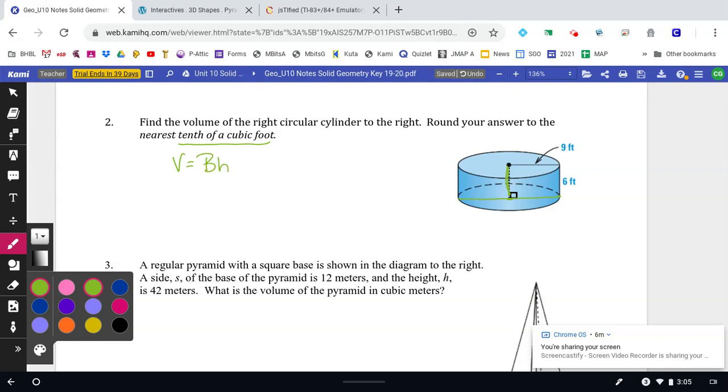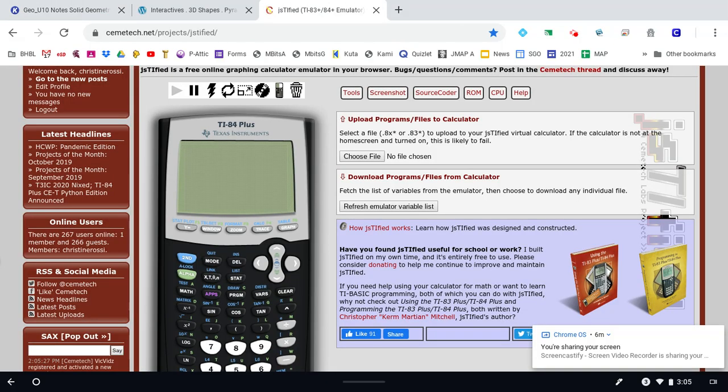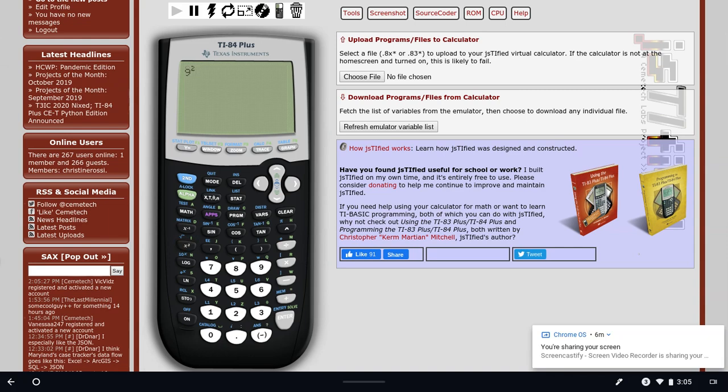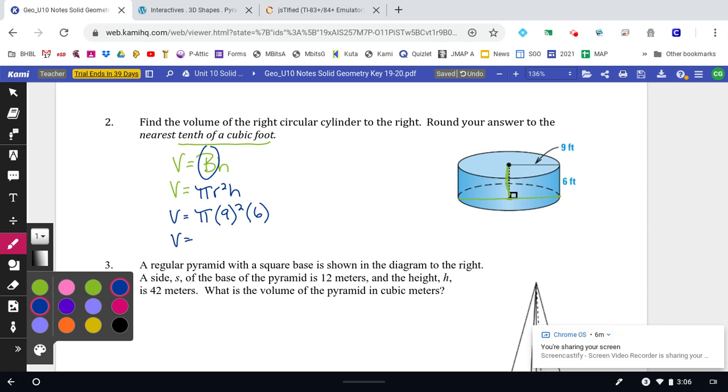But I know that my base is a circle. So I'm going to plug in for my big B, pi r squared times the height. All right, so pi, my radius there is 9 squared times 6. Let's multiply that together. 9 squared times 6 gives me 486. So 486 pi. It's always nice to write that number.